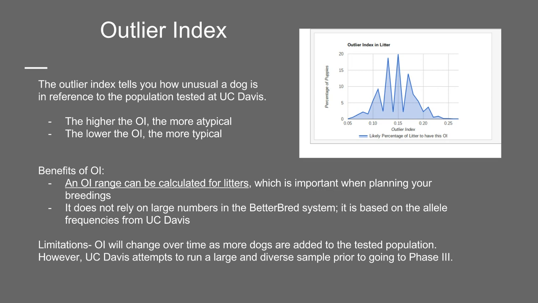However, again, UC Davis attempts to run large and diverse samples prior to moving to phase 3. So prior to moving a breed to being finished, UC Davis attempts to get a very large sample of the breed before they release it, and therefore OI shouldn't be largely affected once they've gone to phase 3.